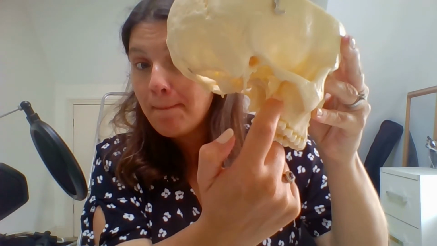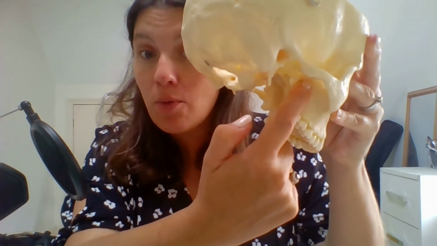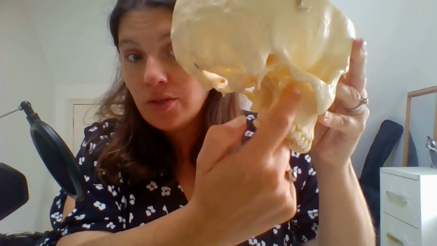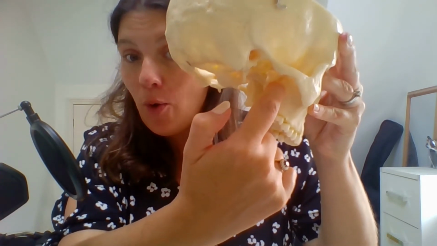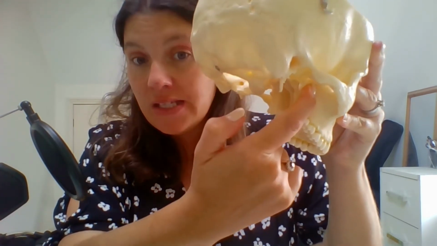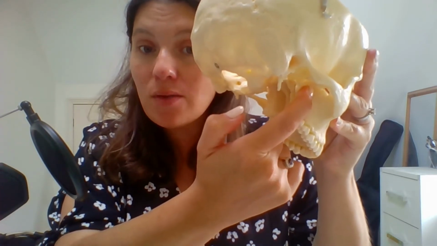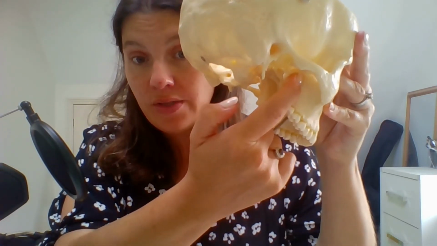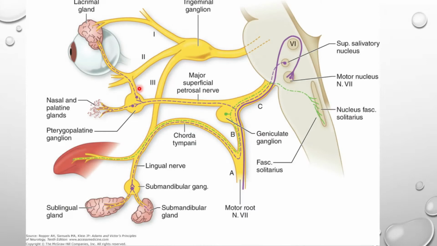So what we have are preganglionic secretomotor fibers from the facial nerve entering into the pterygopalatine fossa, into the ganglion, where they synapse with postganglionic secretomotor fibers. And then from the pterygopalatine ganglion, we get postganglionic secretomotor fibers that are going to go into the nose and to the palate. They supply small glands in there, small mucosal glands.